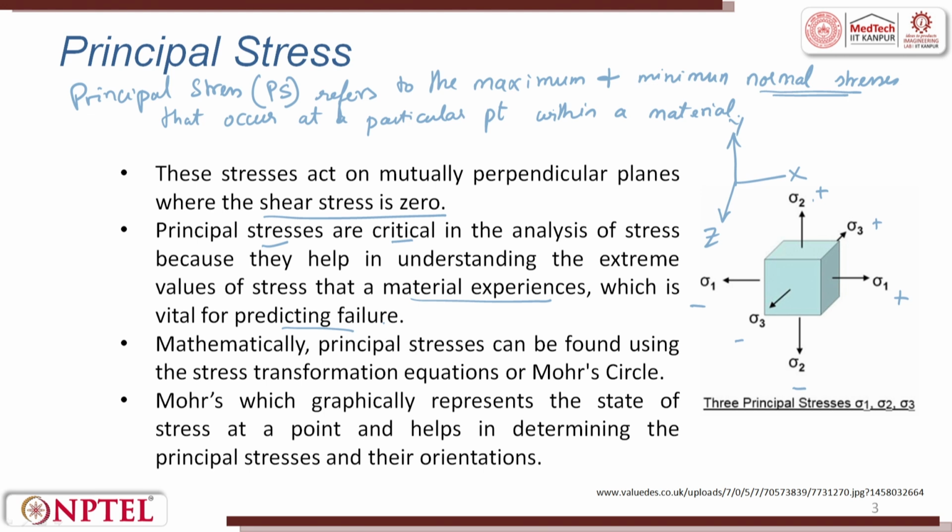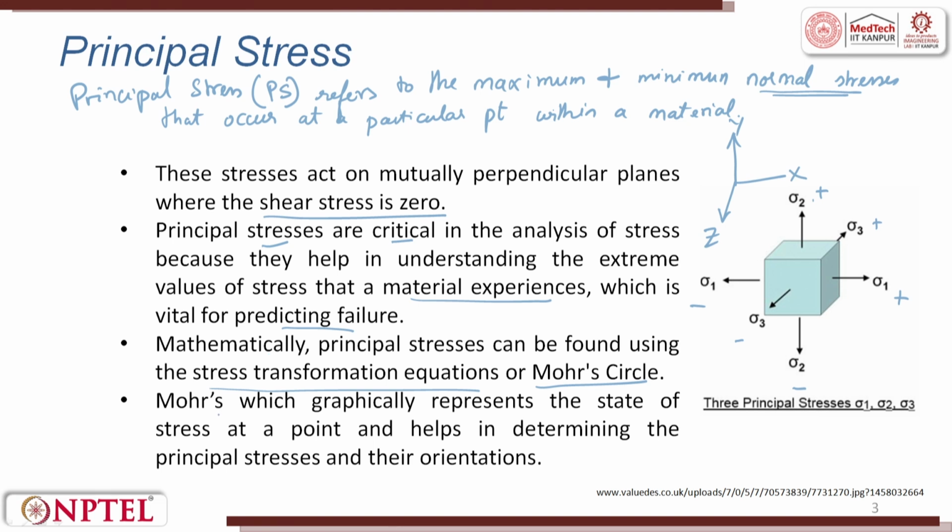Mathematically, principal stresses can be found out by a tool called Mohr's circle, or it can be done through the stress transformation equation. That means to say sigma 11 transforms to sigma 22 or sigma 11 to shear, whatever it is. We will see some problems in that direction. We will try to solve some problems in the tutorial. So, mathematically, principal stress can be found using the stress transformation equation or Mohr's circle.